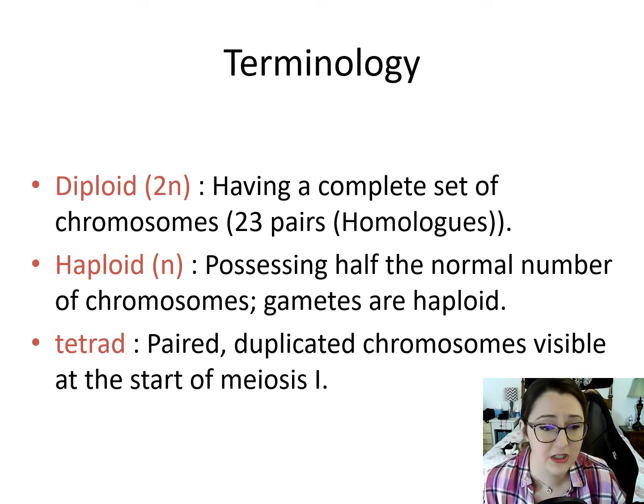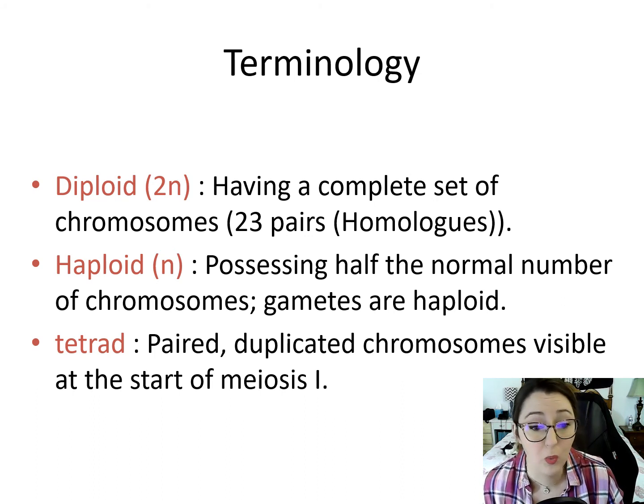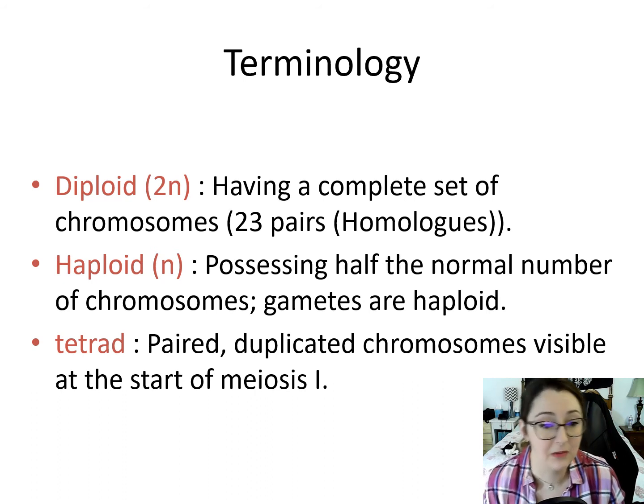So some terminology I want you to know as far as we go. I want you to know the term diploid or two-in. This is an organism having a complete set of chromosomes, 23 pairs. This is also called a homolog. Haploid, or one-in, a single in, is possessing half the normal number of chromosomes. And then I want you to know that gametes are haploid.